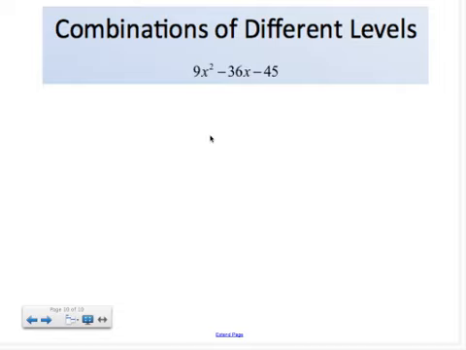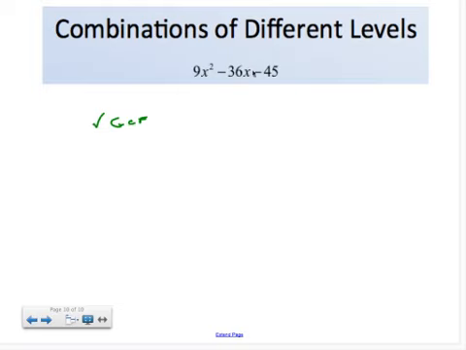And finally, you may have to use different levels of factoring on the same problem. You've already seen a few examples of that, and my advice is to always do the lowest level first. So if you go back to the pyramid, GCF is the lowest level in the pyramid. It's the easiest one to do, so I would always start there, because it will sometimes make your number smaller.